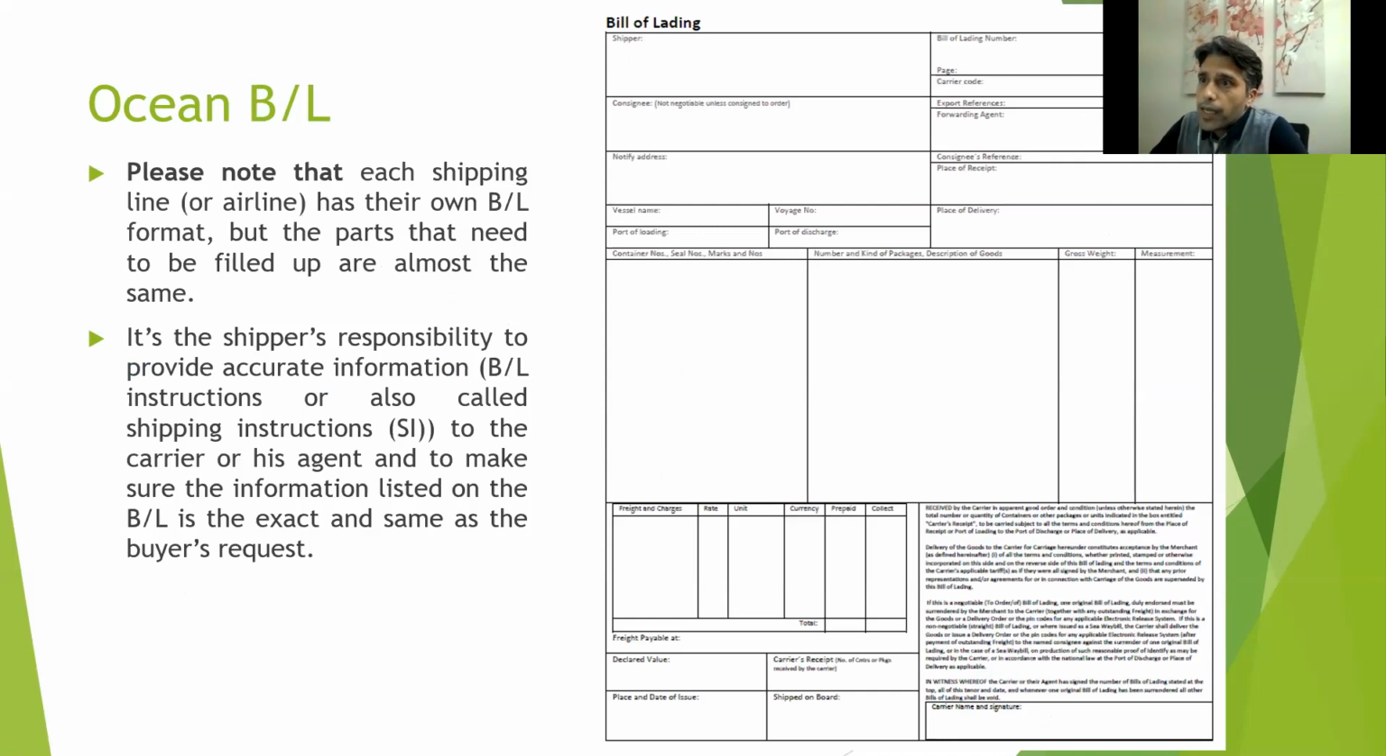It is the shipper's responsibility to provide accurate information, the BL instruction, also called shipping instruction, to the carrier or agent, to make sure the information listed on the bill is exactly the same as the buyer's request. Normally, before issuing the bill of lading, a shipping company will send you a draft and ask you to fill it out and double check that everything is fine and correct. Then you submit it to the shipping company and they put it on the original bill of lading. This is the norm. We call it shipping instruction.